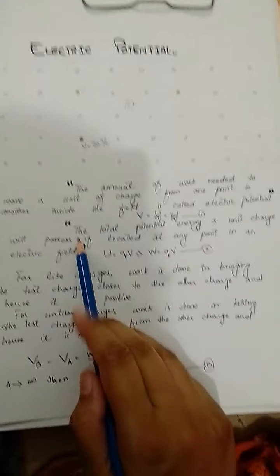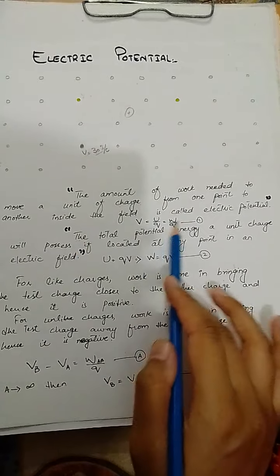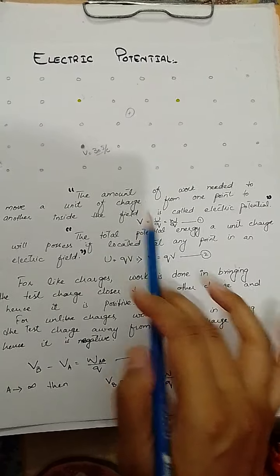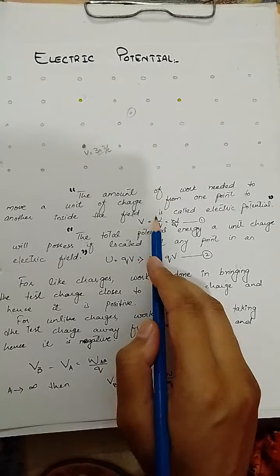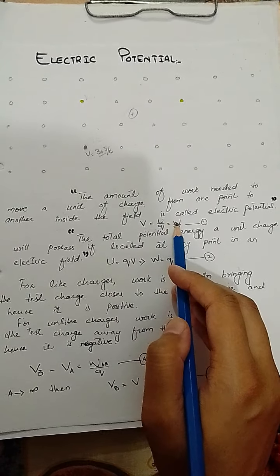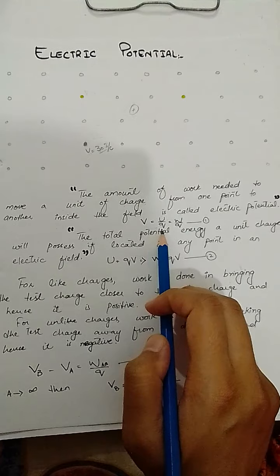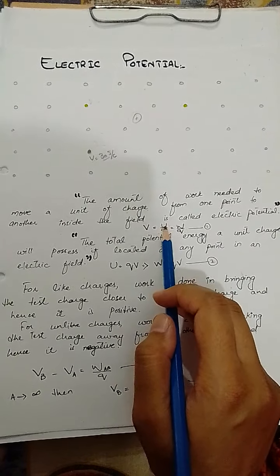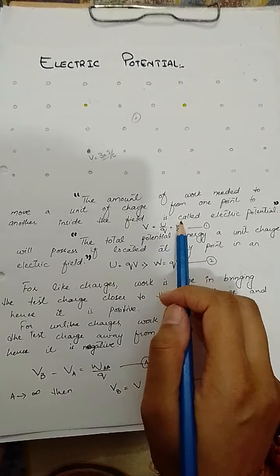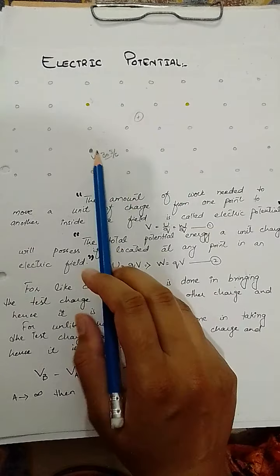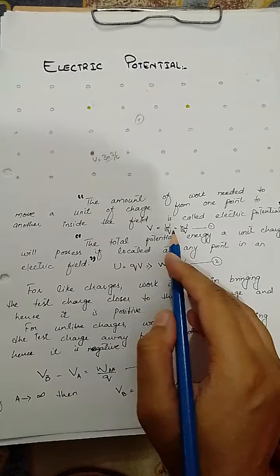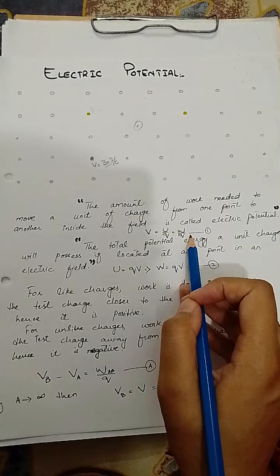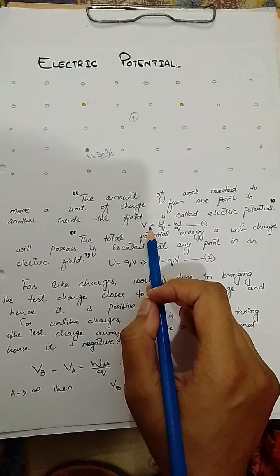So first we are going to read out the definition. Here I've written the equation of electric potential: V equals U by Q. You've already seen it here. V equals U by Q equals, U can be replaced by W divided by Q. Because this electric potential energy is the work which must be done on a charge to bring it to this point. That's why we have replaced U with W. These are interchangeable. So this is the equation for our electric potential.